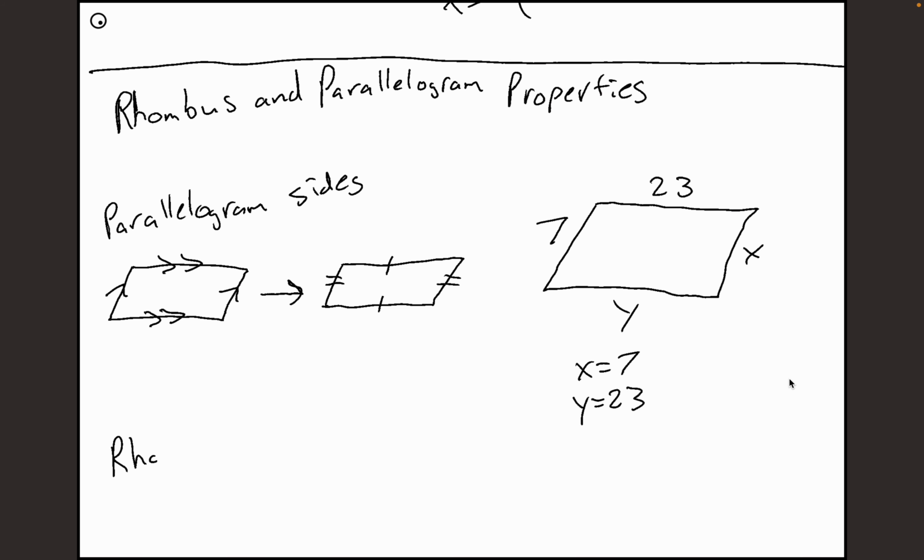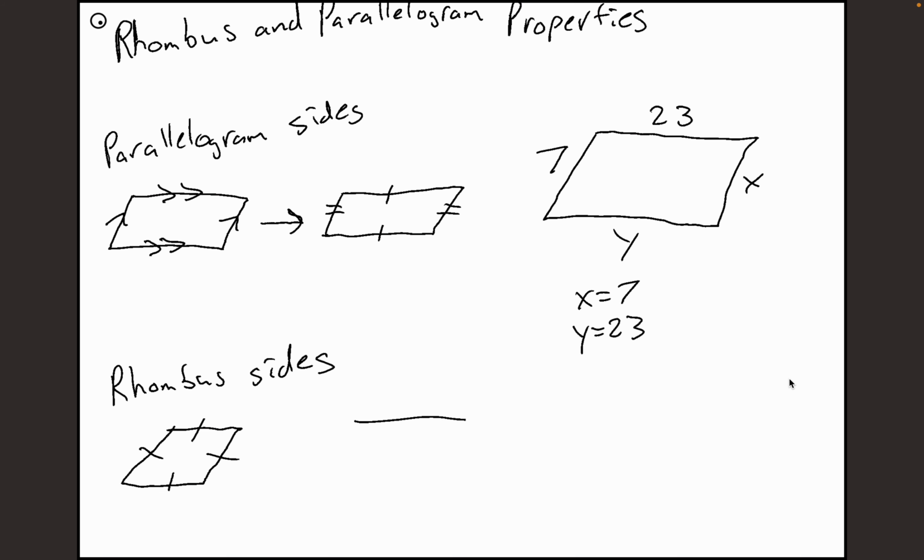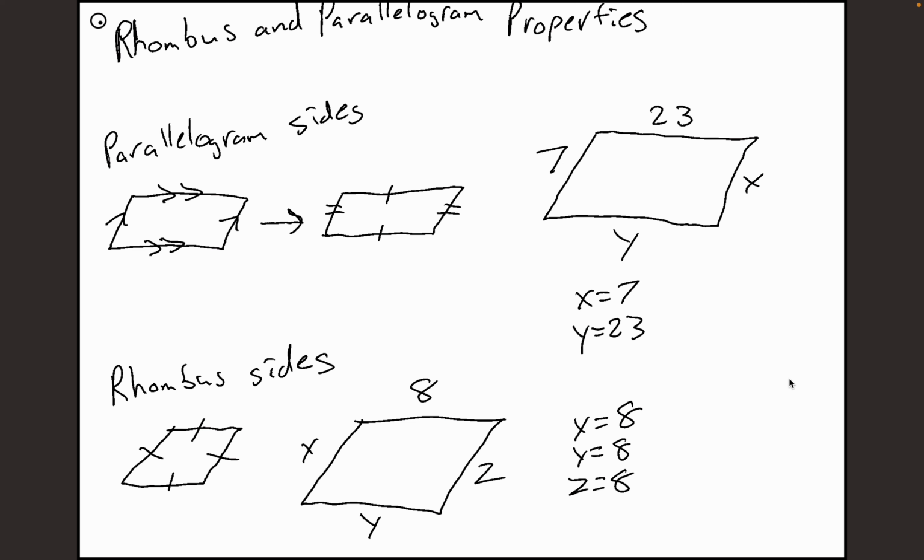What makes a rhombus a rhombus? Yeah, it has 4 congruent sides. So if I have something like this, those don't look congruent, but they'll be fine. All the sides are congruent. So if I have a rhombus, and let's say that this side is 8, what is x going to be? What is y going to be? z? Pretty easy, right? Sides are going to be pretty easy.